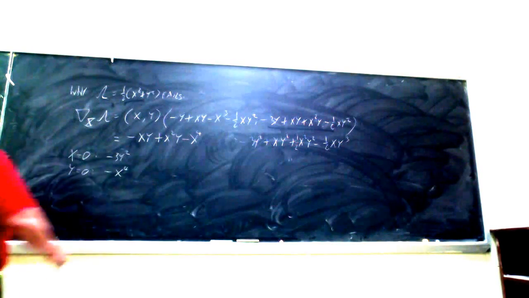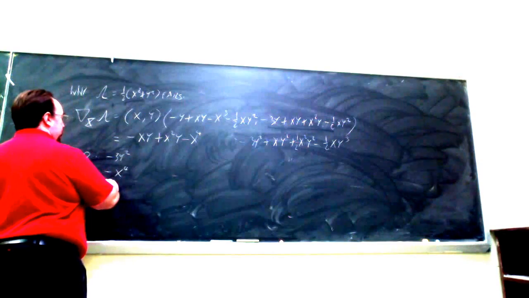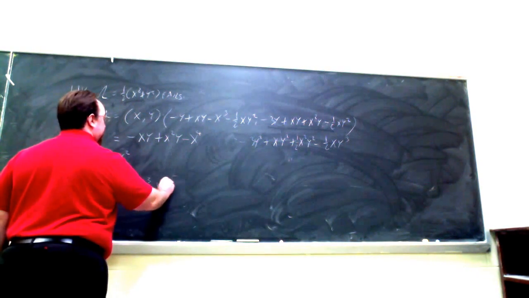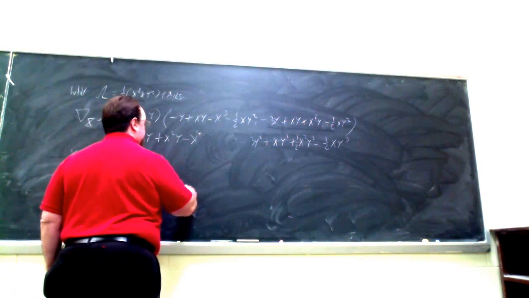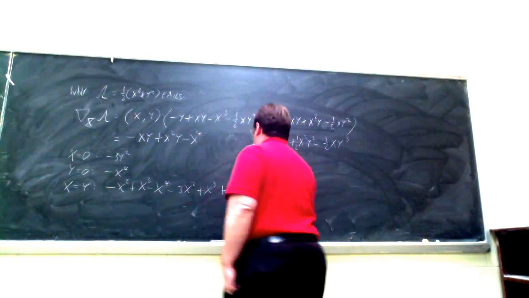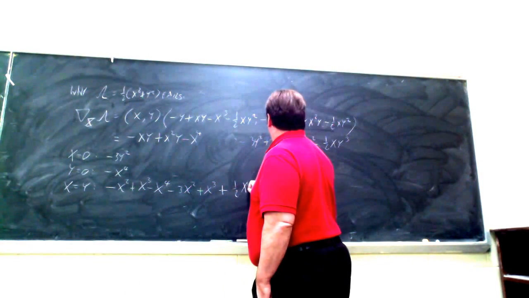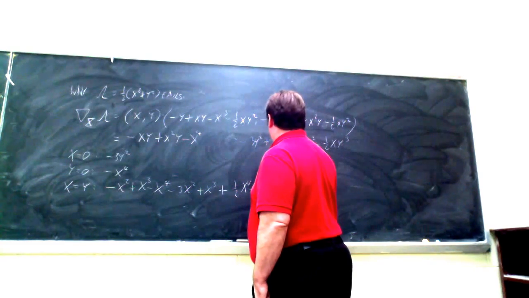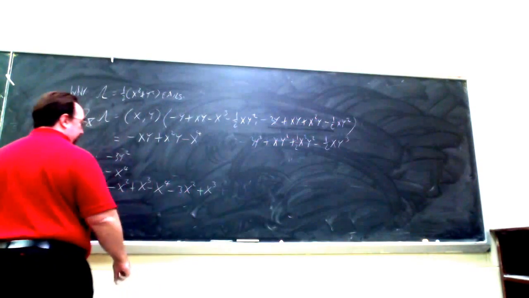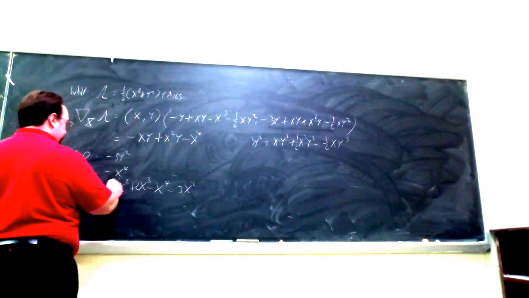If you set x equal to y, we could definitely combine more terms there. So minus x squared plus x cubed minus x to the fourth minus 3x squared plus x cubed plus 1/2 x to the fourth minus 1/2 x to the fourth. So those last two terms cancel. And we have 2x cubed minus 4x squared.